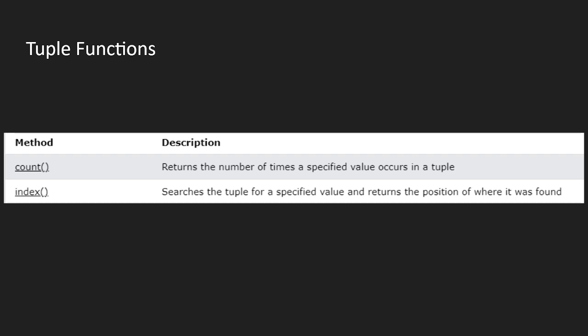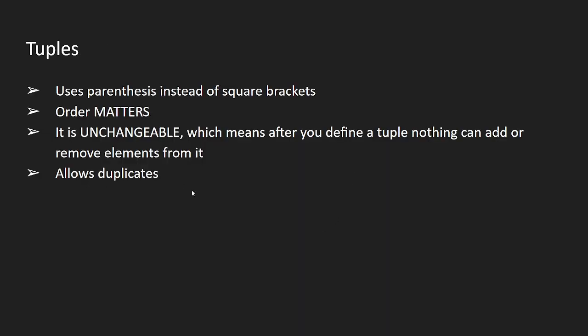And then you have tuple.count and tuple.index. So you search the tuple for a specified value, and it returns the position of where it's found. So the index of your query. And then for .count, it's going to return the number of times a specified value occurs in a tuple, because of course it allows duplicates.